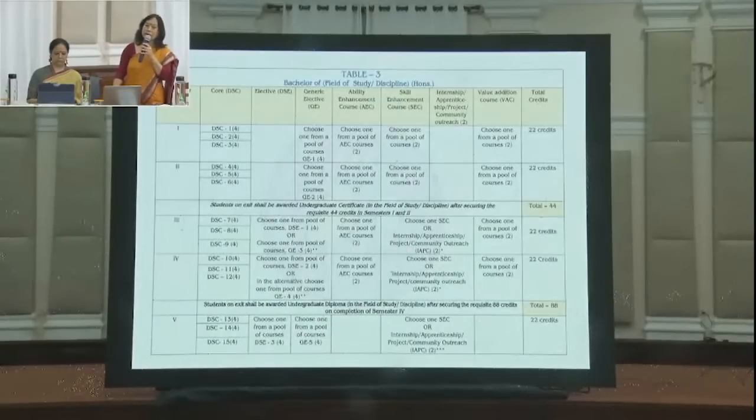Now some teachers have raised a query. Can we offer 1 skill enhancement course in our college? Can we offer 1 value addition course in our college? I said, if you look at UGCF and if you understand the spirit of NEP, when we say pool, it can never be 1. It has to be more than 1. So kindly, we have to ensure that there are enough choices for the students to pick up.